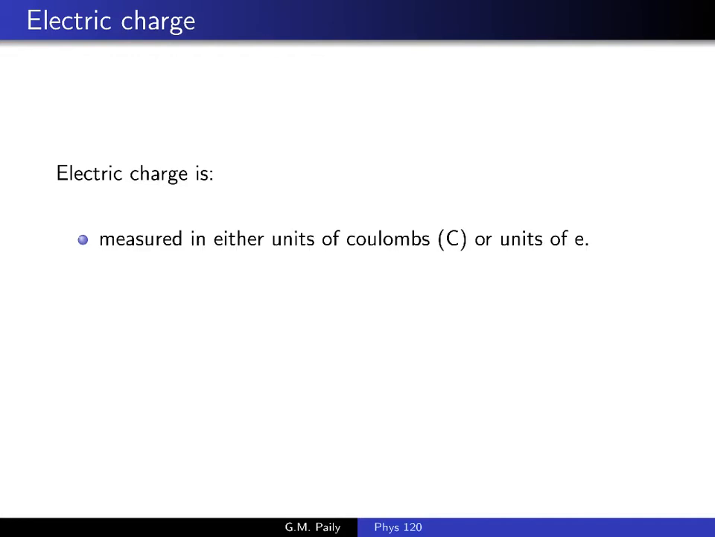The SI unit for charge is the coulomb, which is denoted by the capital letter C. In this course, we will usually measure electric charge in coulombs and occasionally in multiples of e. e is the amount of charge on a proton.